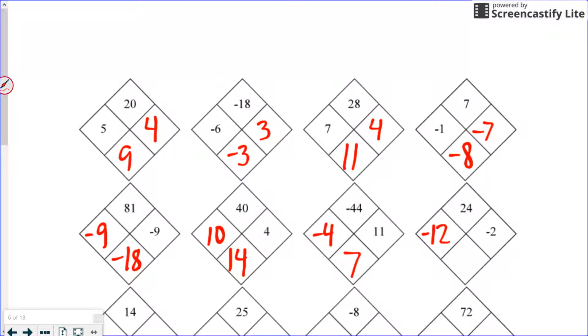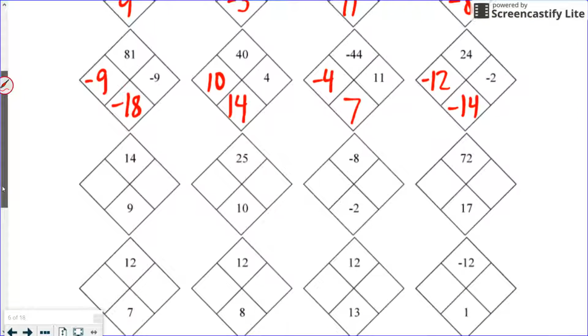12 times 2 is 24. Negative 12 minus 2, that's negative 14. Remember, you owe me $12. You can borrow 2 more. Now you owe me 14.